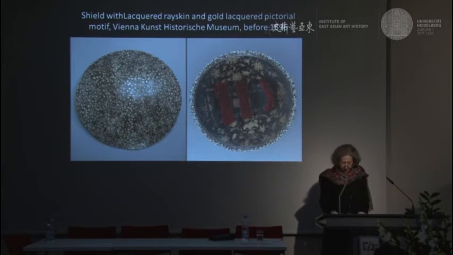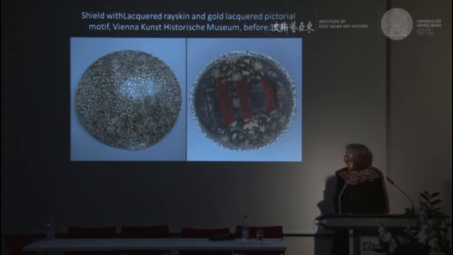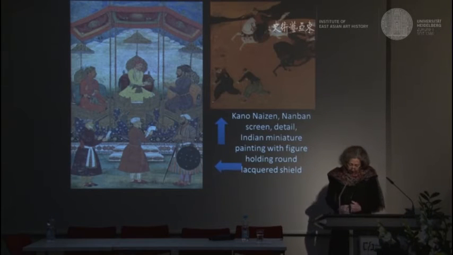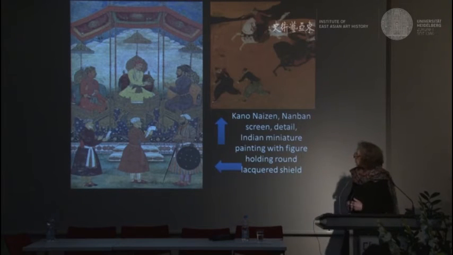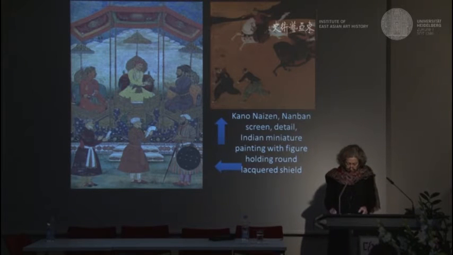You heard about these already this morning. Portuguese merchants apparently shipped partially finished leather shields from Bengal and the Coromandel coast to East Asia for decoration with lacquer and gold, and then sent them back to the Indian subcontinent where they functioned primarily as gifts. Shields of this kind appear in Mughal miniatures and also, as you saw earlier, in Japanese screen paintings as well.